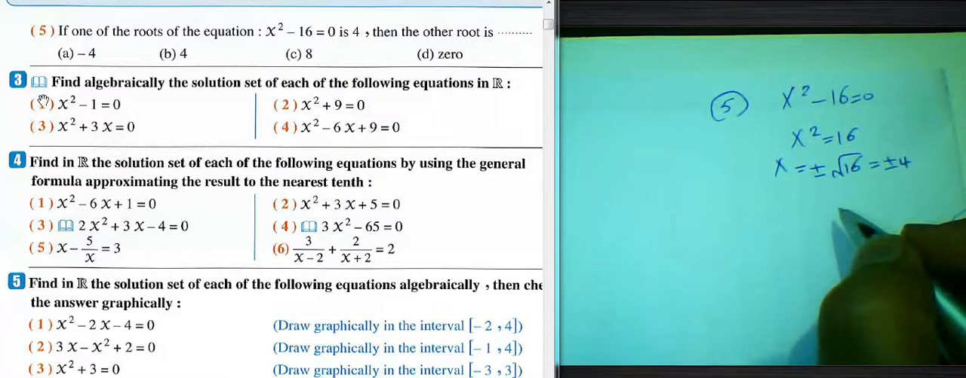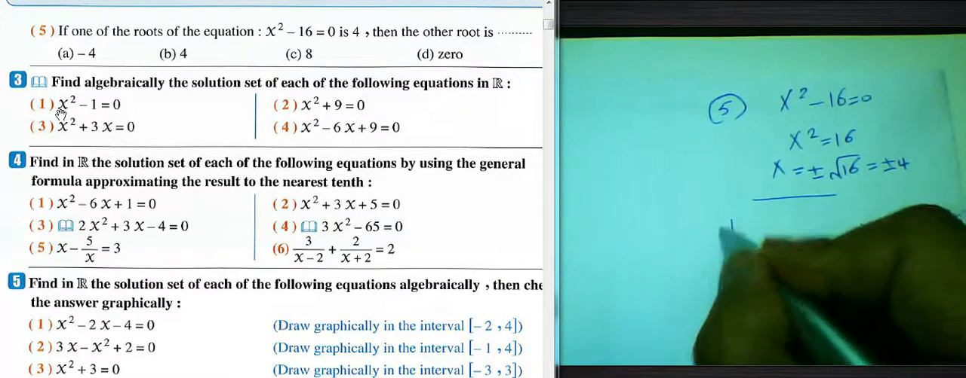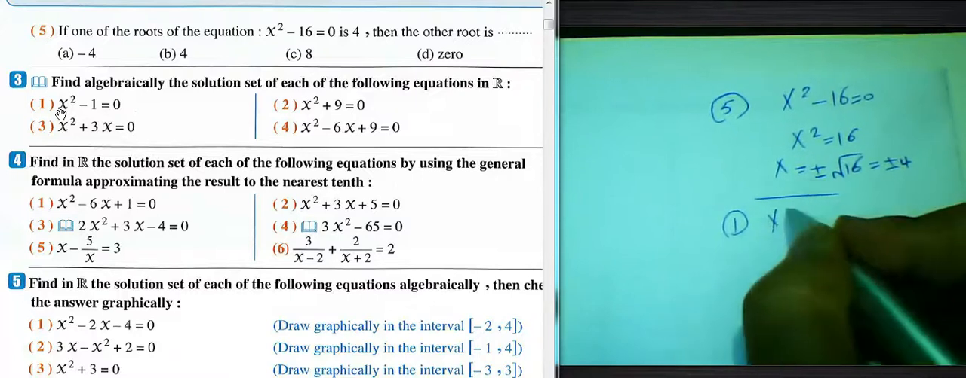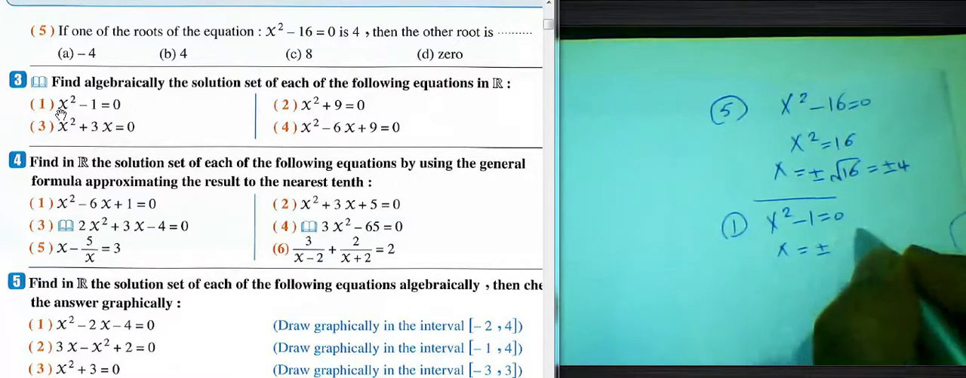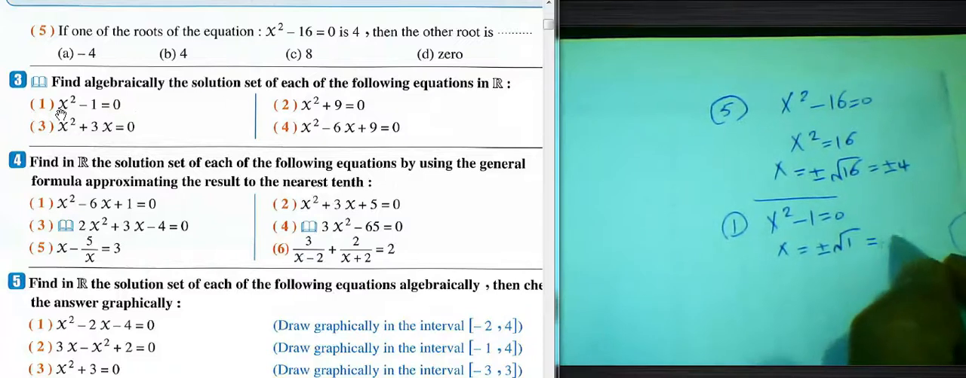Question 3. Find algebraically the solution set of each of the following quadratic equations in R. Number 1, x power 2 subtract 1 equals 0, so x equals positive or negative square root of 1, which equals positive or negative 1.